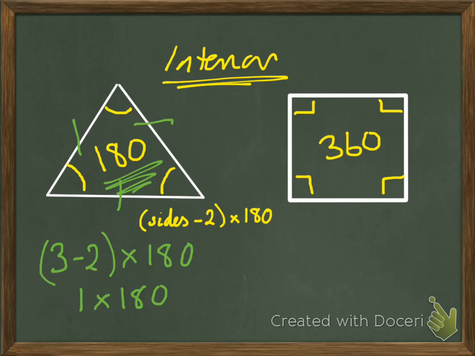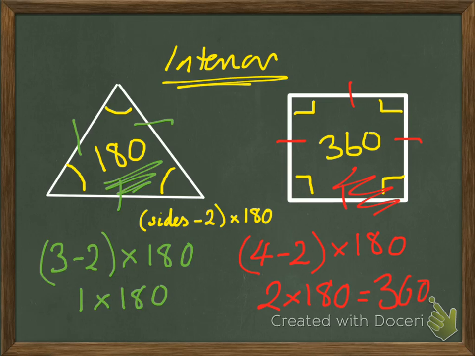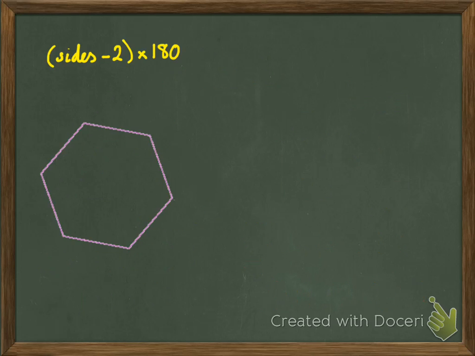Let's see if it works for the square. So we've got how many sides? 1, 2, 3, 4. So it's 4 minus 2 times 180. Well, 4 sides take away 2 is 2 times 180, and if you work that out, that equals 360, which is what we've got there. And it basically works for any shape you like. So let's try it out.